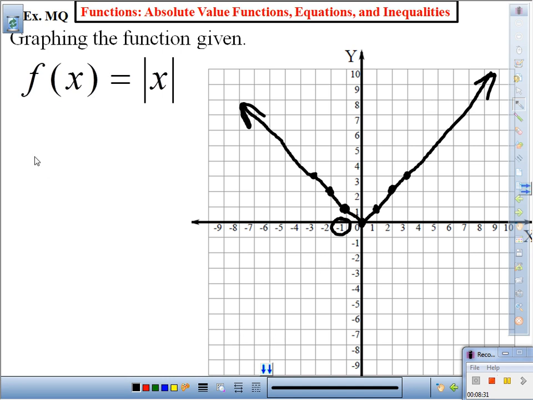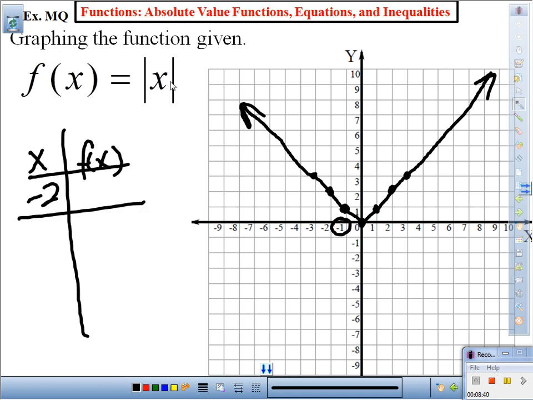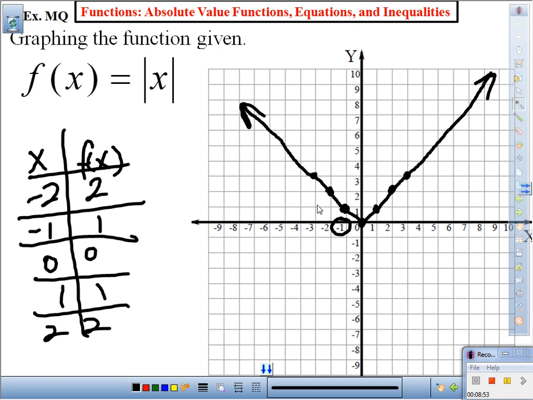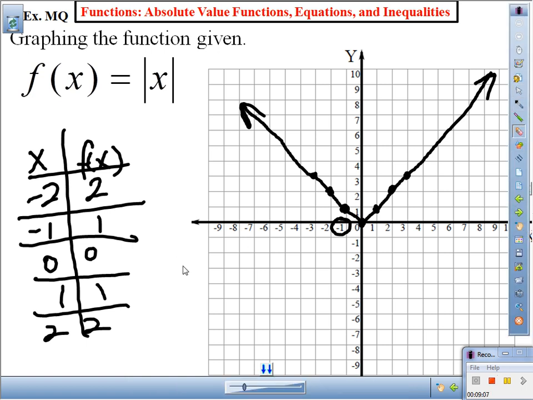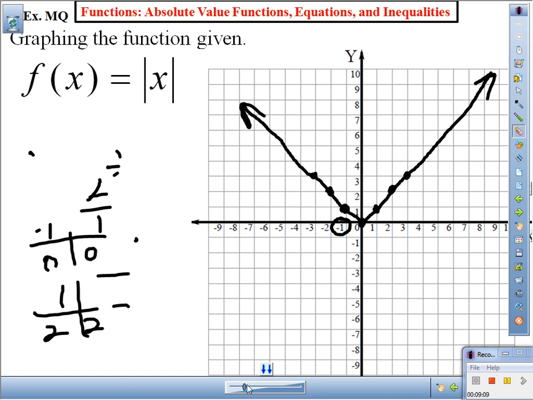If you don't see it, you need to make a table. X, f of x, -2. If I substitute in here, I get a +2, because that's what the absolute value of -2 is. -1. Substituted in there is what? 1, 0, 0, 1, 1, 2, 2. All these points are right here. I only added one more because -3 is what? 3. +3 is 3. Okay? So far, so good? All right. So this is our original function. Okay? Pay attention to this part.